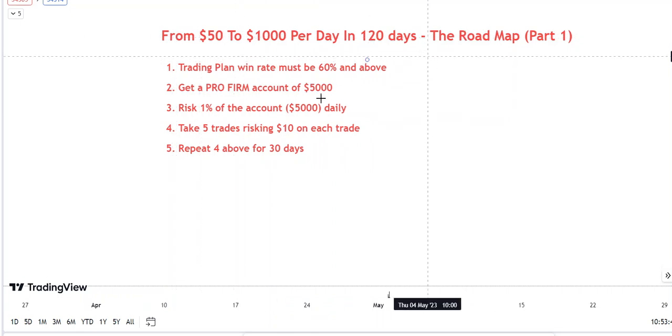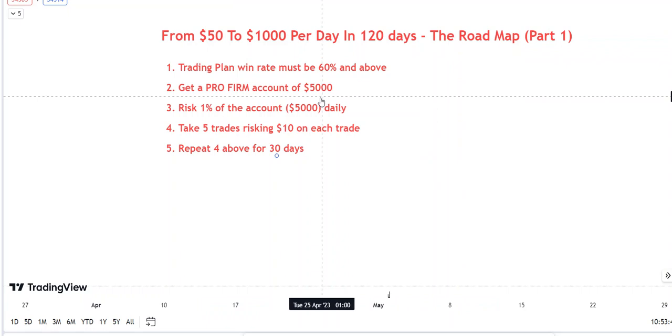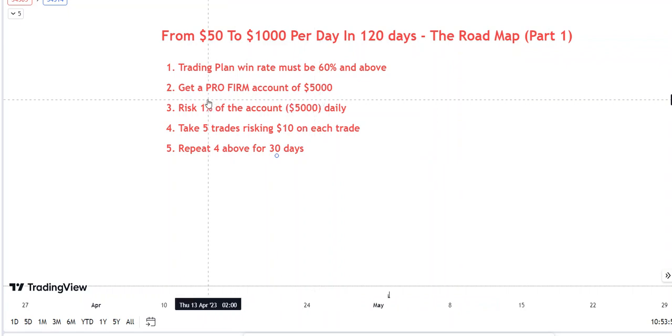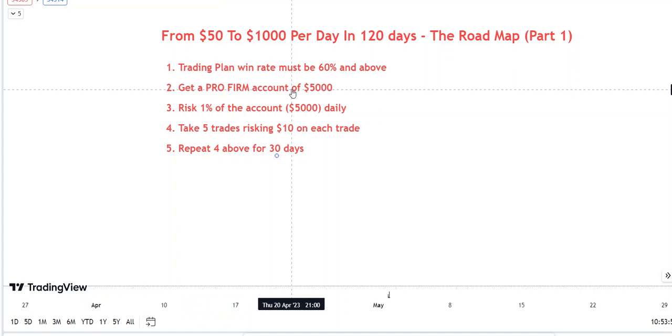Number two is you have to get a prop firm account. There are different prices for prop firm accounts. You have to really do your due diligence to know the right one for you, and the one that best suits your style. I will still suggest a few in the description box below.